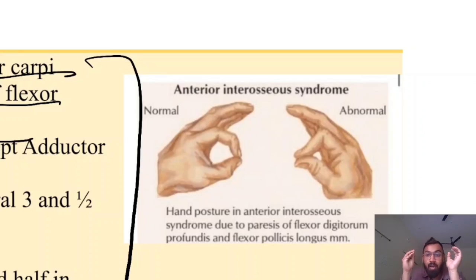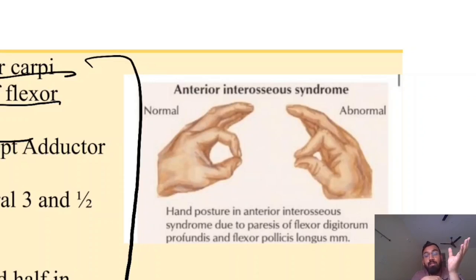If you ask in which nerve palsy you will see this, if you say specific, then it is anterior interosseous nerve palsy, and if you say generalized, then you can say median nerve. Why is it seen in anterior interosseous nerve palsy? The anterior interosseous nerve supplies flexor pollicis longus and the lateral aspect of flexor digitorum profundus.